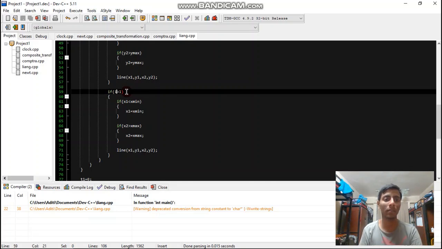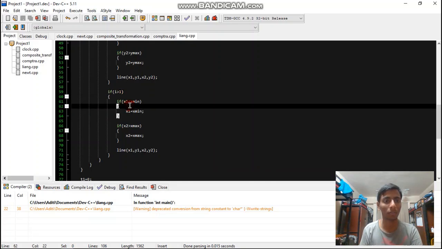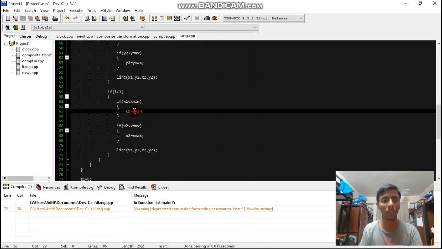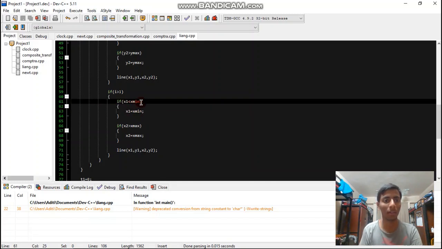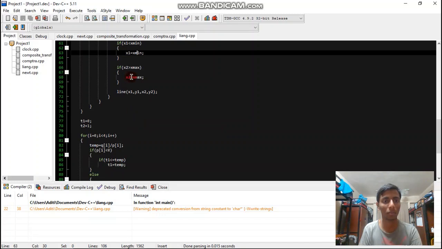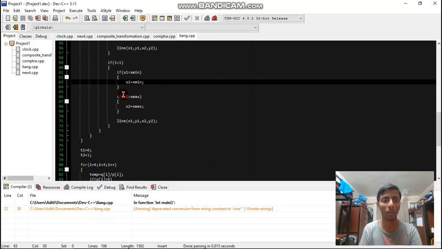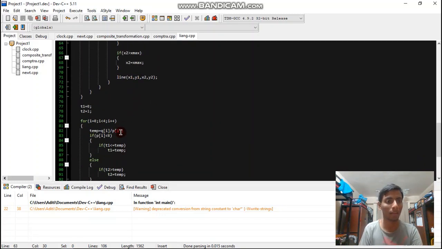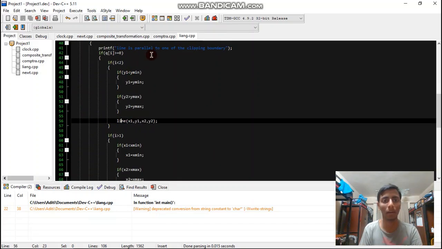So i greater than 1 basically means top and bottom. That means y is constant, and we have already checked that the line is inside the window, so we don't change y and only check the x value. If the endpoints lie outside the window, we change x to x window min, and we change the other x too if the endpoint lies outside the window. Then this was for the parallel case.